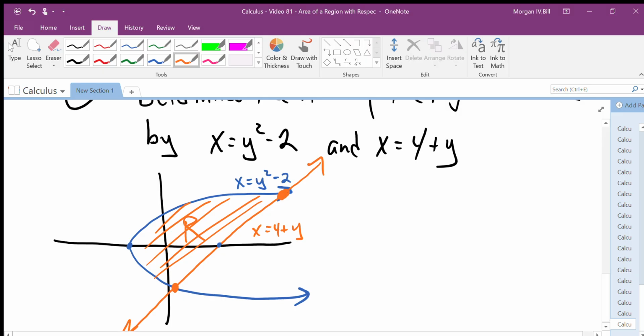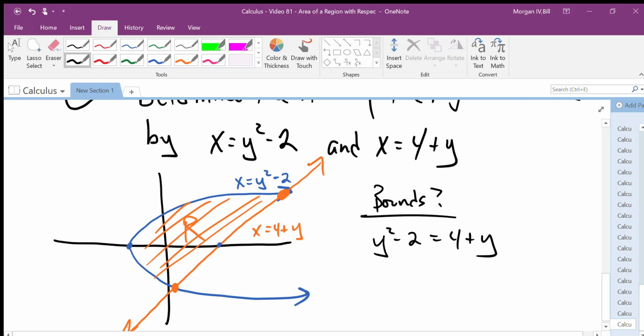Okay, well, what are the bounds? So that's the first step. What are those y bounds? To do that, again, it's just the intersection points of those curves. So we're going to let y squared minus 2 equal 4 plus y. Where do those two equations intersect?